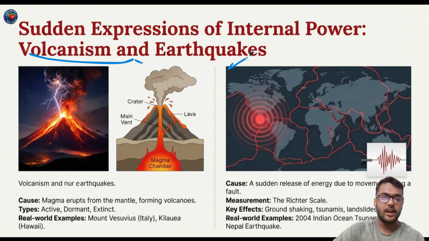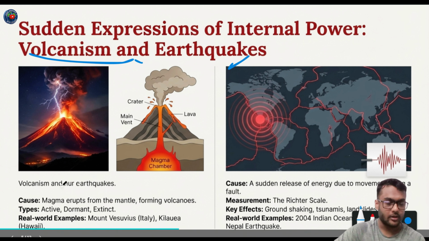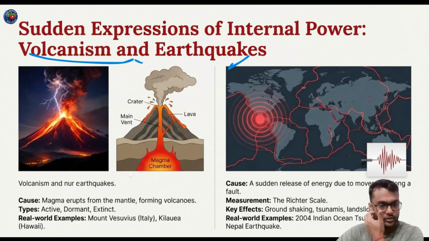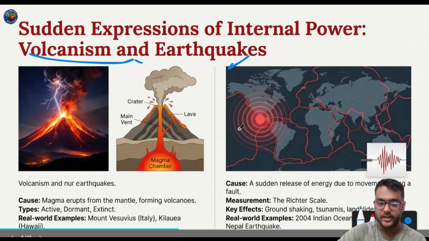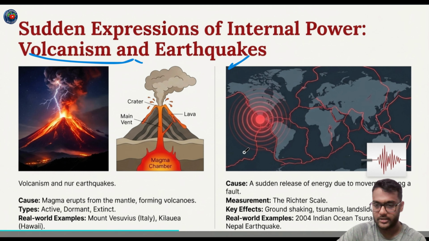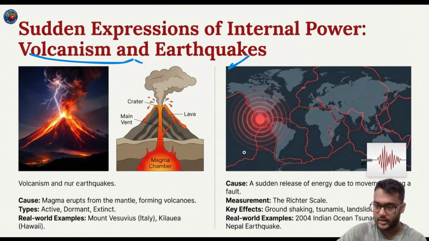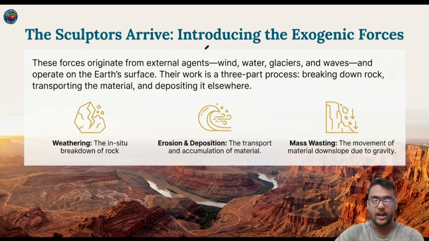Then volcanism and earthquakes, another two endogenic forces. Volcanism occurs when magma erupts from the mantle, forming volcanoes. Types: active, dormant, and extinct volcano. Real examples: Mount Vesuvius in Italy, Kilauea, Hawaii. An earthquake is a sudden release of energy due to movement along a fault. Measurement: the Richter scale. Key effects: ground shaking, tsunamis, landslides. Real-world examples: the 2004 Indian Ocean tsunami, the 2015 Nepal earthquake. These are the other two examples of endogenic forces: volcanism and earthquakes.